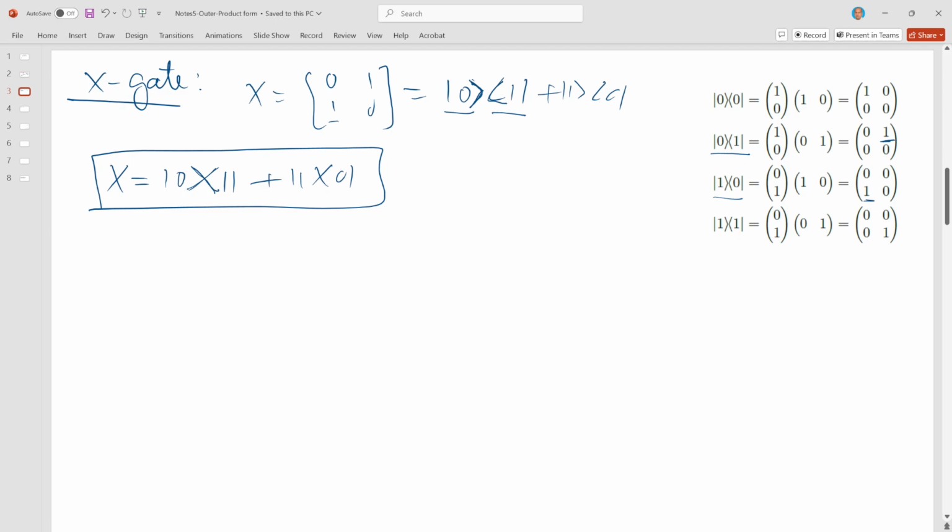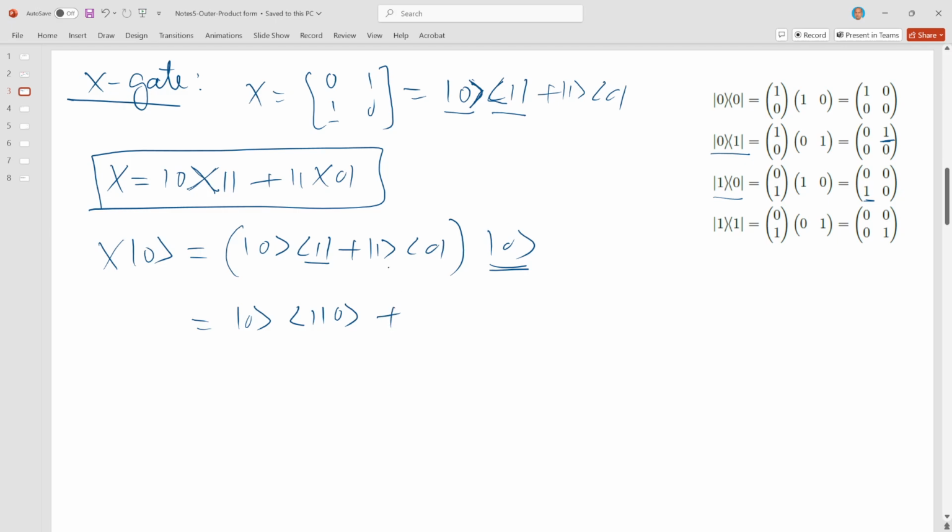So suppose I want to work out what happens when I apply X to this state |0>. So this means that I apply this X to this state like this. And now after this, the product works the way that we already know. So this |0> is multiplied with this, so |1><0|, and this |1> is as it is, and then <0| gets multiplied with this thing. So this we already know what it is because these are orthogonal states.